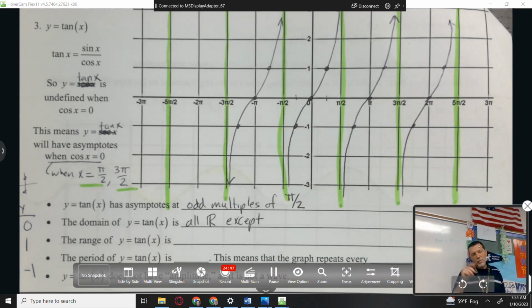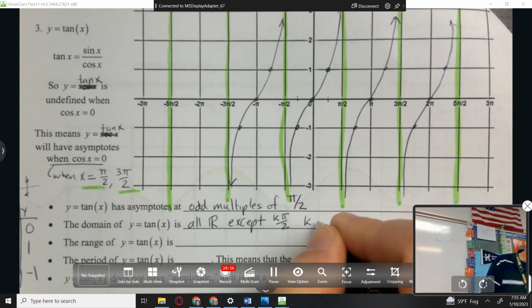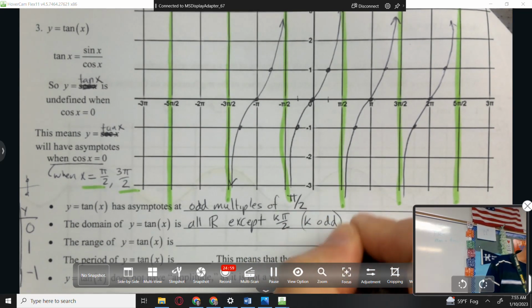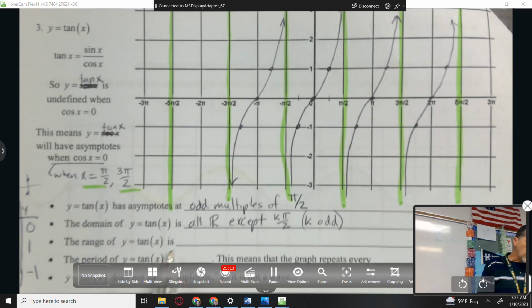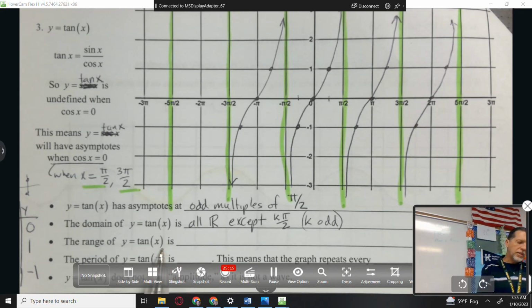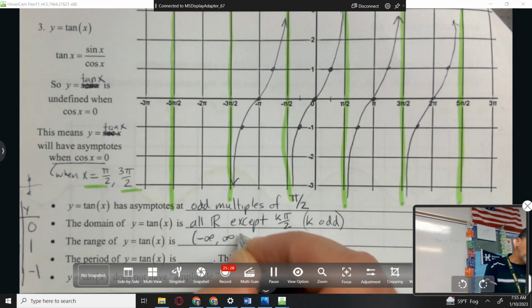So there's a couple ways to say this. You can just say the odd multiples of pi over 2. That's fine. But most books are going to say k pi over 2, where k is odd. It's just a little bit shorter way of saying odd multiples of pi over 2. Again, if you want to write it all out, because that makes sense to you, that is okay. How about the range? How far up and down does it go? All real numbers, negative infinity to positive infinity.